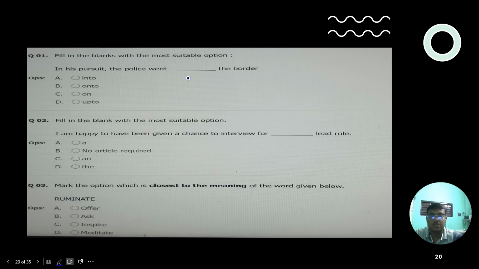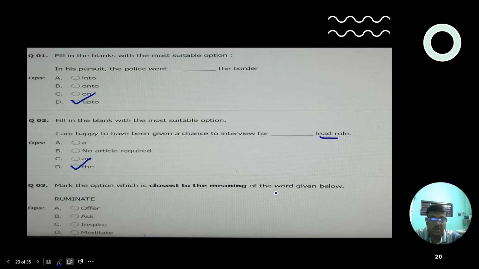Now for the next question, we need to fill in the blank. In his pursuit, the police went dash the border. The police went up to the border. Okay. Now I am happy to have been given a chance to interview for the lead role. So lead role is the unique role. So the would be the correct article used here.